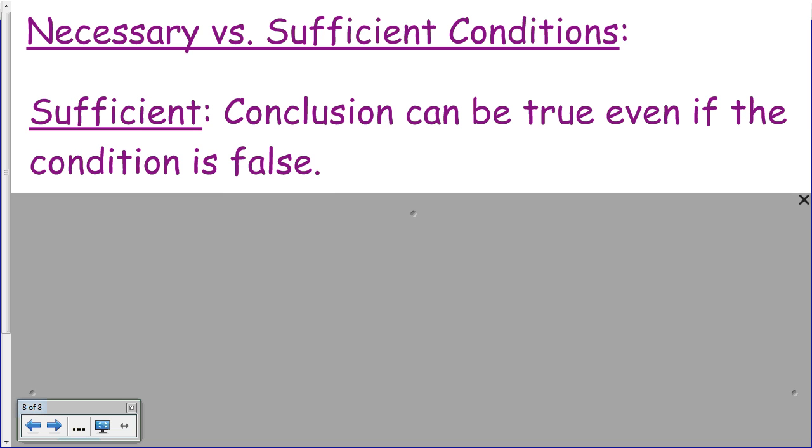So let's start out with sufficient conditions. If you have sufficient conditions, you have a conclusion that can be true even if the condition is false. Even if your hypothesis is false, your conclusion could still be true, because the conditions are only sufficient. That's one possible way for the conclusion to be true, but there are other potential ways. So just because you don't meet all the conditions doesn't automatically mean the conclusion has to be false. It is possible that it could be true.